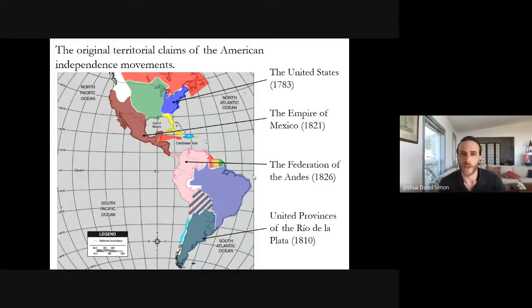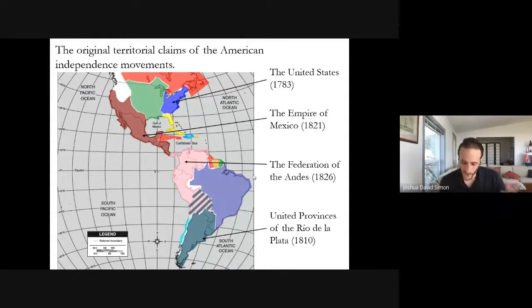But in order to really understand this map, what we need is a comparative study of the political ideas that it depicts, one that identifies the shared features of the context within which the American independence movements arose, and thus accounts for their shared ideologies. And that's what I attempt to provide in my book.